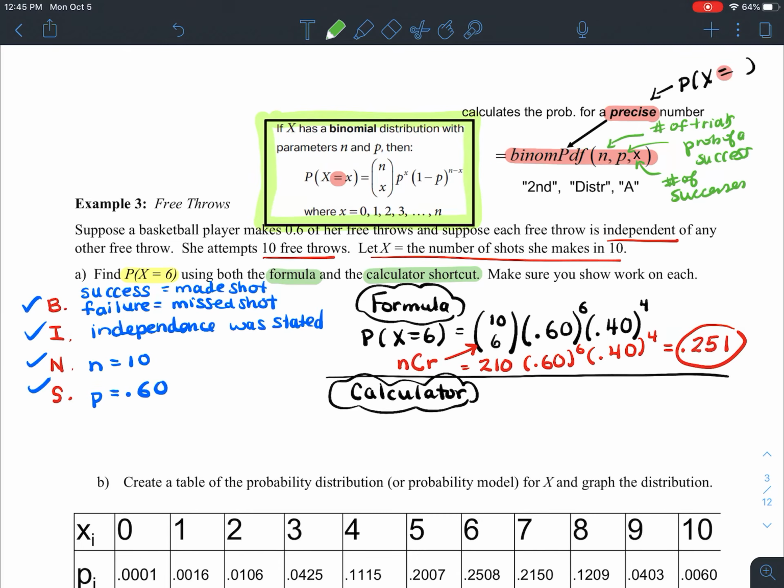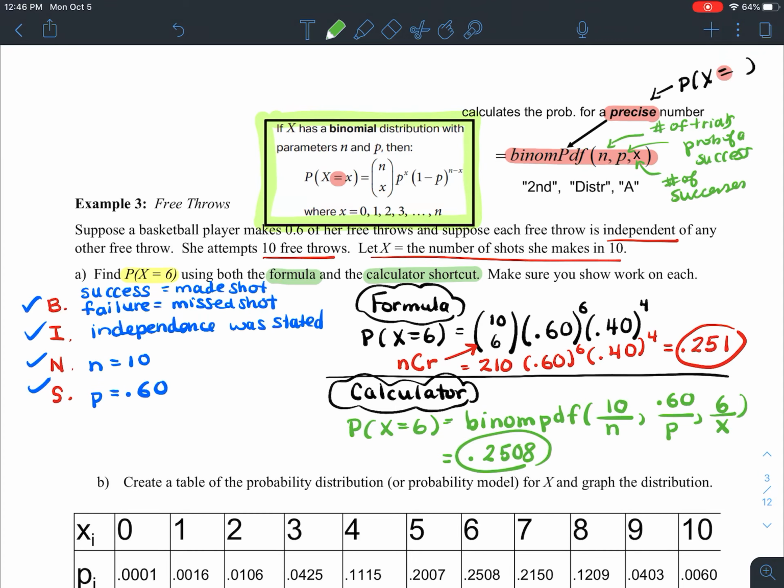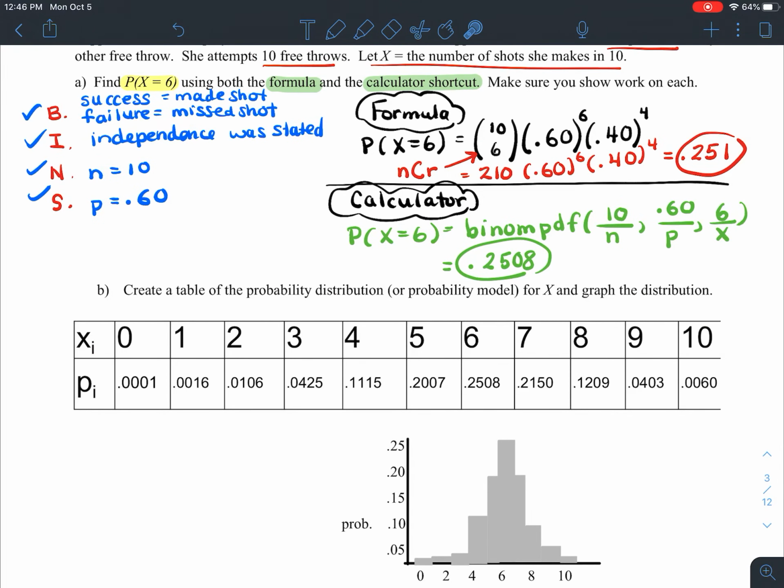So if we were going to do it on the calculator this way, we would write out probability X equals 6, and just like we did with normal CDF, this is binomial PDF. When you use these calculator features, you always have to label your calculator inputs. So you'll put an N here, number of trials is 10, P here, the probability of a success, a made shot, is 0.6, and then X here, the number of successes. We're looking for 6 made shots. Comes out to an answer very close to what we got with the formula, 25.08.